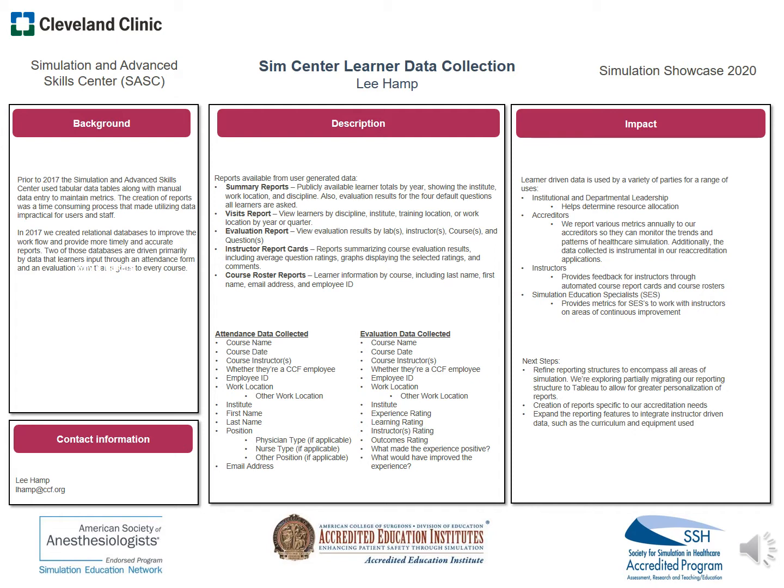The information collected on the attendance form is baseline demographic information: whether they're a CCF employee, their employee ID, work location, institute, name, discipline, and email address. The evaluation form is not connected in any way to the attendance form, so we can maintain anonymity. So we ask some of those same demographic questions so we can tie them to the evaluation results.